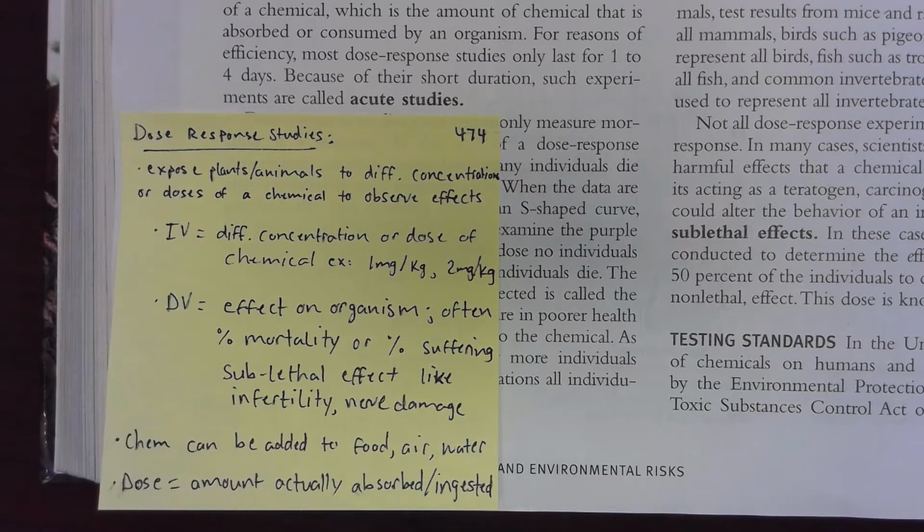Now sometimes sublethal effects are measured. Sublethal means non-lethal. It does not kill them, but it has a harmful effect, such as causing infertility or nerve damage. In these studies, the chemical could be added to the food, air, or water, in which case we would call it a concentration. So we could say the concentration of NOx in the air. And in the case of giving it to the organism directly, having them absorb it or ingesting it, that would be called a dose. So again, that might be the number of milligrams per kilogram of body weight that they ingest or take in of that chemical.